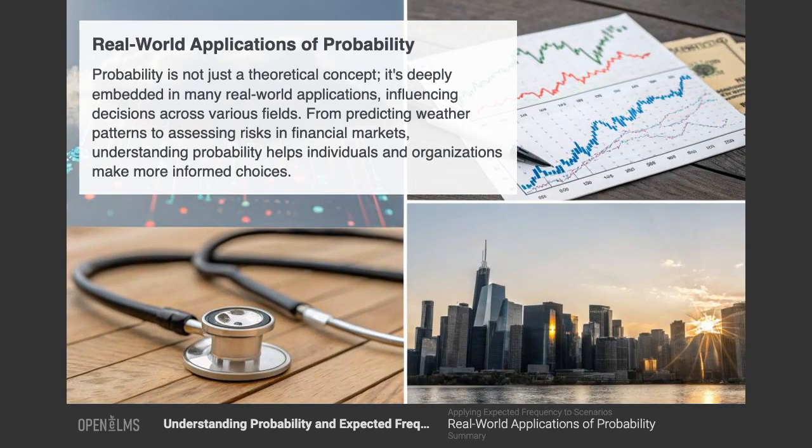Real-world applications of probability. Probability is not just a theoretical concept. It's deeply embedded in many real-world applications, influencing decisions across various fields. From predicting weather patterns to assessing risks in financial markets, understanding probability helps individuals and organizations make more informed choices.